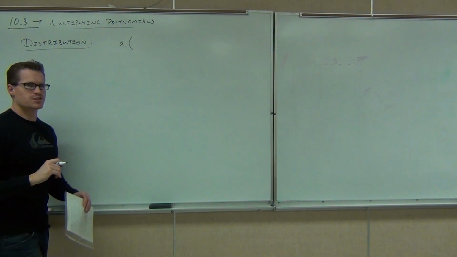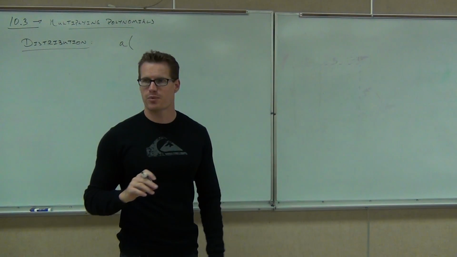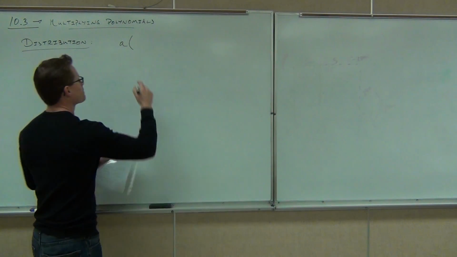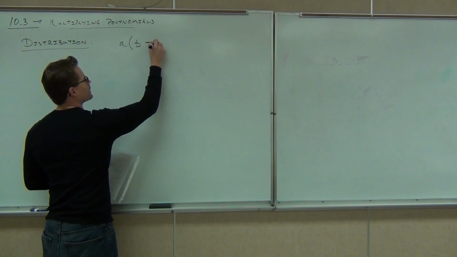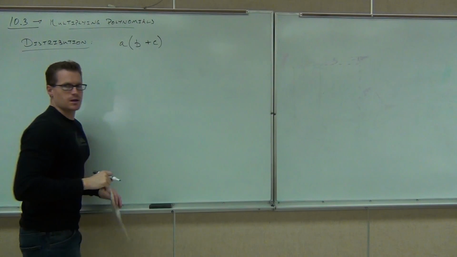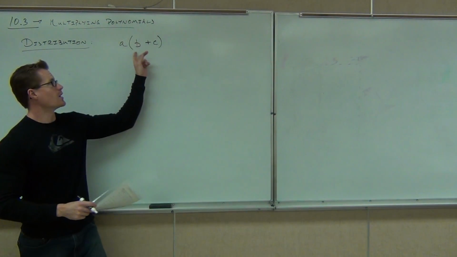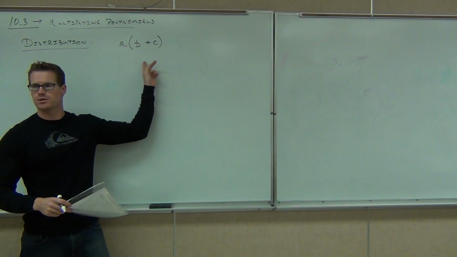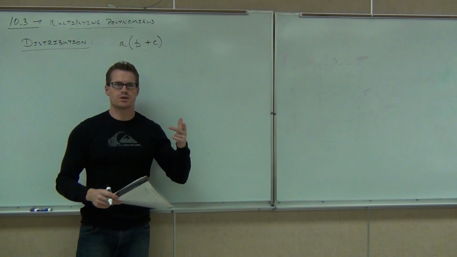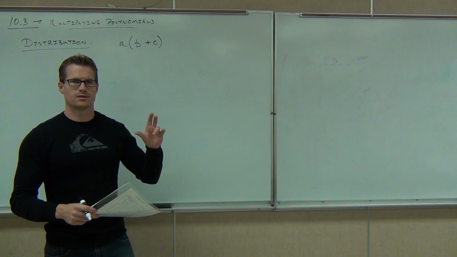It was if you have some quantity, something outside of a parentheses, and you have a polynomial inside that parentheses. Notice that we have a polynomial here. How many terms are here, folks? 2.